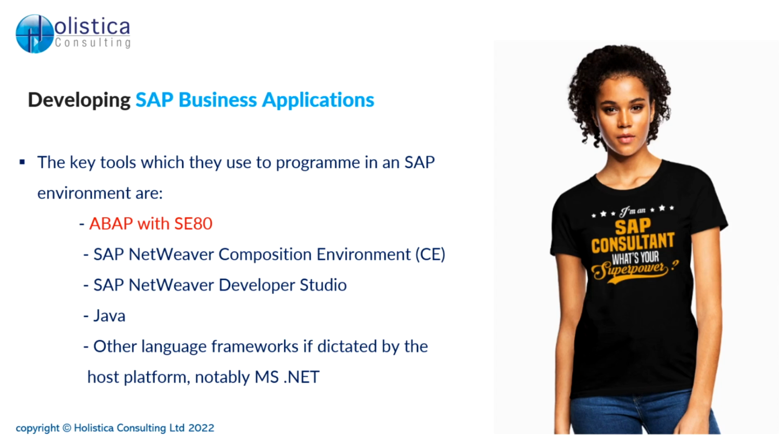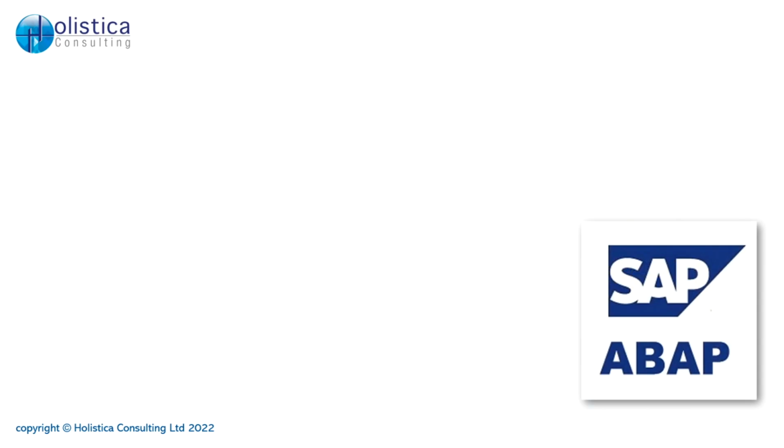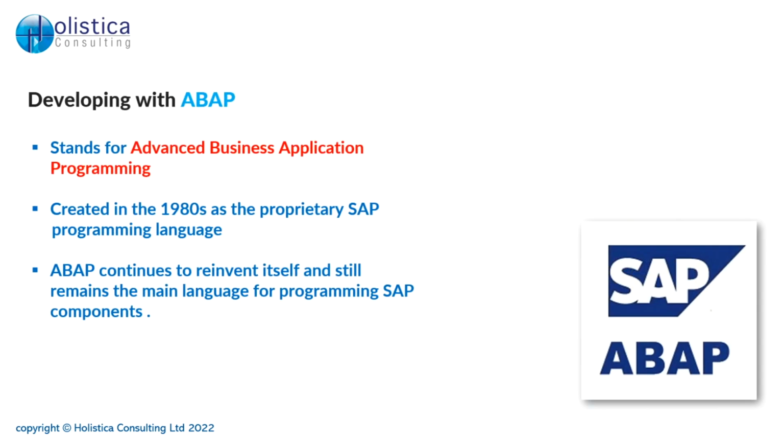So ABAP stands for Advanced Business Application Programming, and it was created in the 1980s as the proprietary SAP programming language. Now, it's old, but it continues to reinvent itself and still remains the main language for programming SAP components.